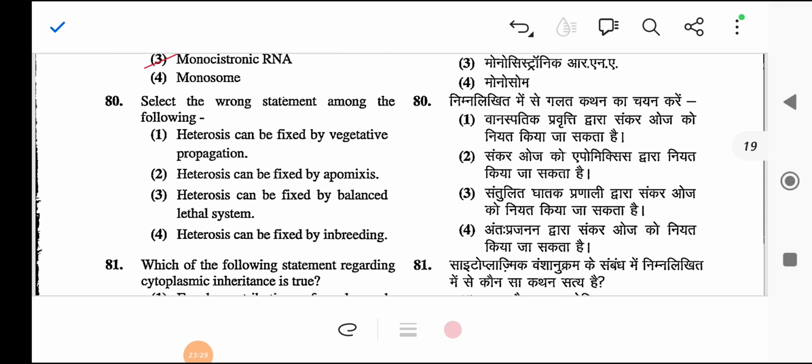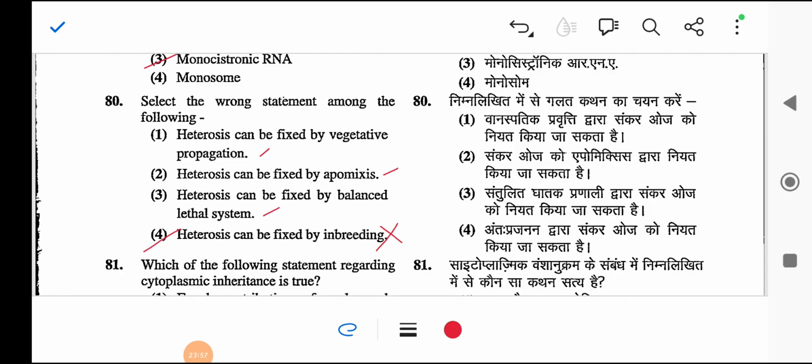Next is select the wrong statement among the following. Heterosis can be fixed by vegetative propagation. Absolutely correct. Heterosis can be fixed by apomixis. True. Heterosis can be fixed by balanced lethal system. True. Heterosis can be fixed by inbreeding. So this is absolutely incorrect. Heterosis cannot be fixed by inbreeding.